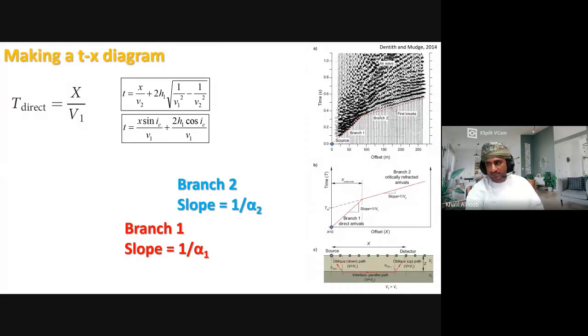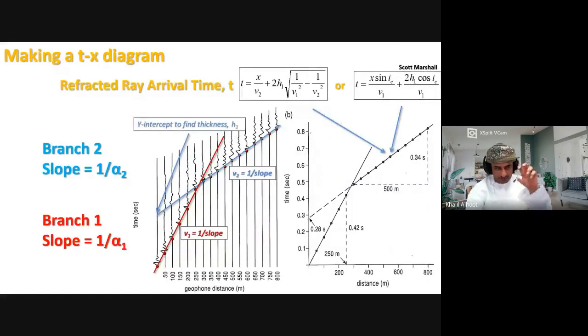We'll try to pick the seismic refracted energy. We try to pick it, contain it, and analyze it. That's during the lab.